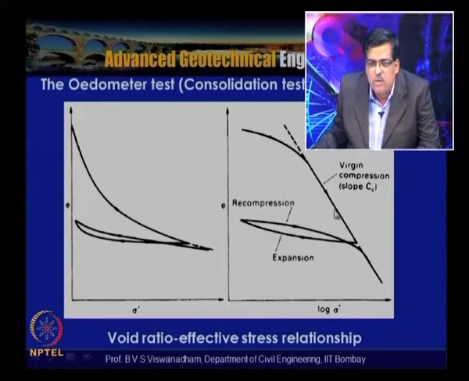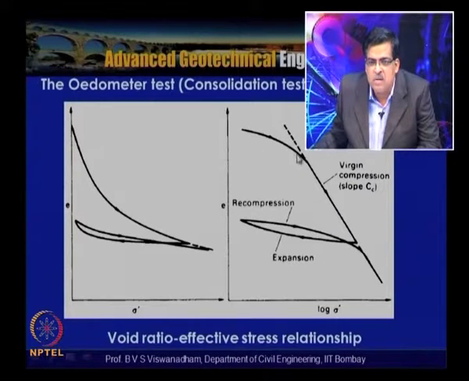This straight line portion is called the virgin compression for a soil, and the slope of this virgin compression curve is called the compression index. This is called the recompression index, and this is called the swelling index, that is, when the load is being relieved. And you can see that this is the initial void ratio and this is the void ratio.